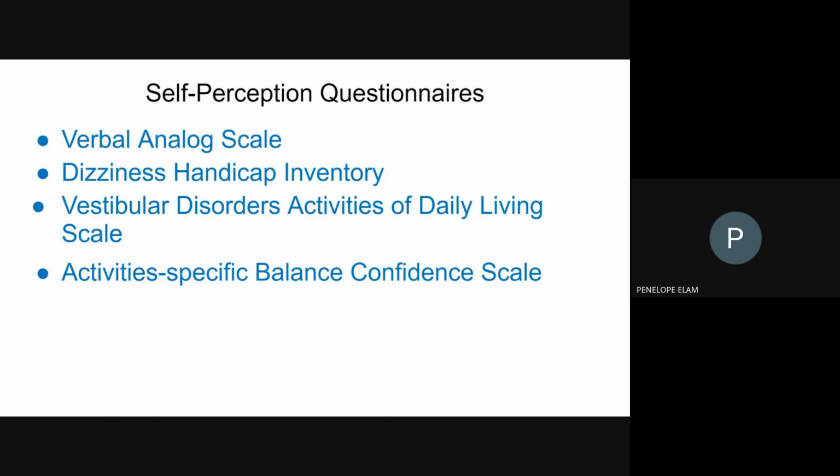There's a dizziness handicap inventory, which we'll talk about in a second. There's the Vestibular Disorders Activities of Daily Living scale, VADL, I think is what they call it. And then there's also the Activities-specific Balance Confidence scale, the ABC, which you should have learned this year and last year as well in CP.